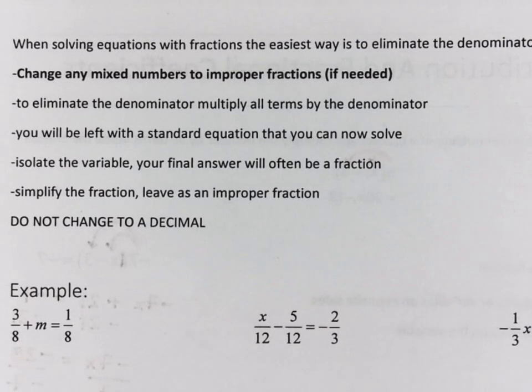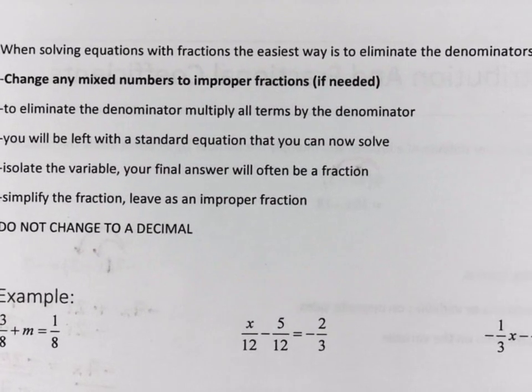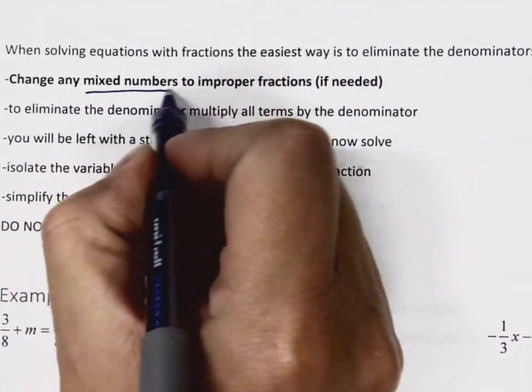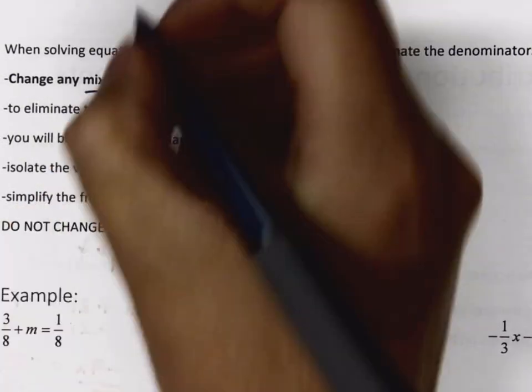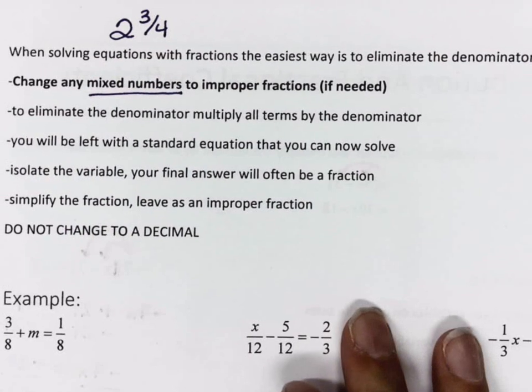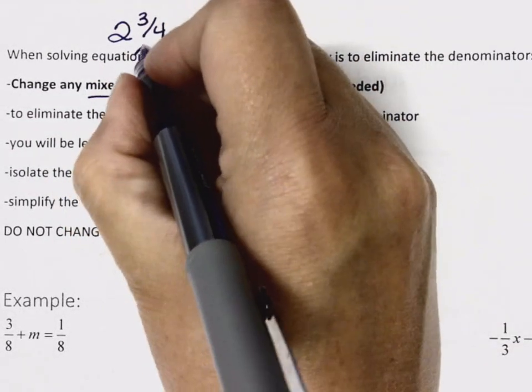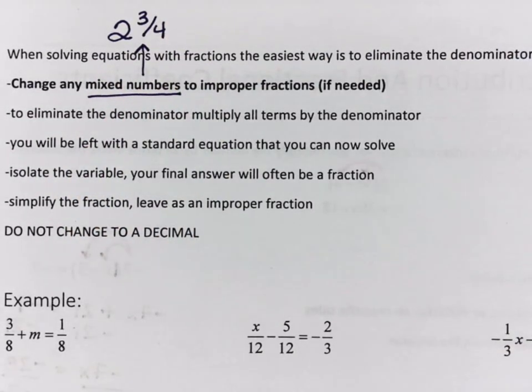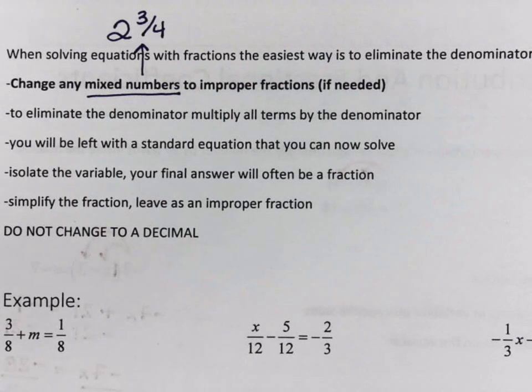Okay, so fractions. When we have fractions and equations, step one, if you have a mixed number fraction, that would be like 2 3/4. That's that one. A mixed number looks like that. Change it to an improper fraction. You're going to lose your mind if you leave it as a mixed number. So what I need you to do is change it into an improper fraction.